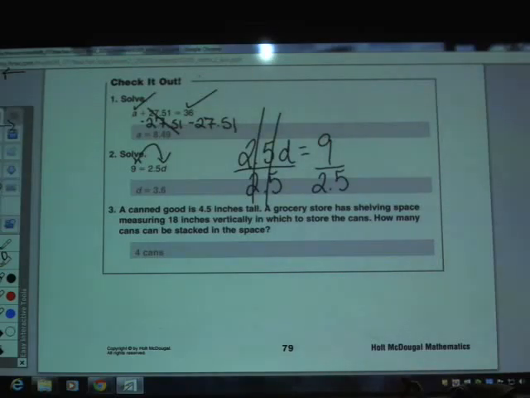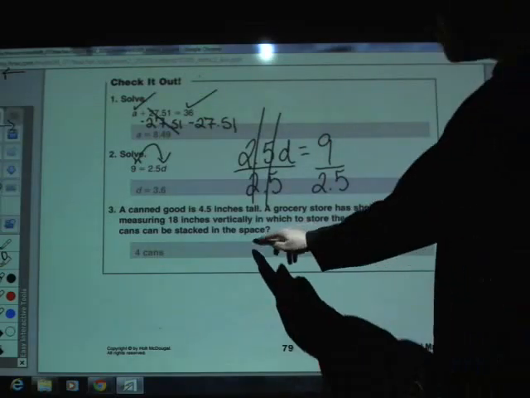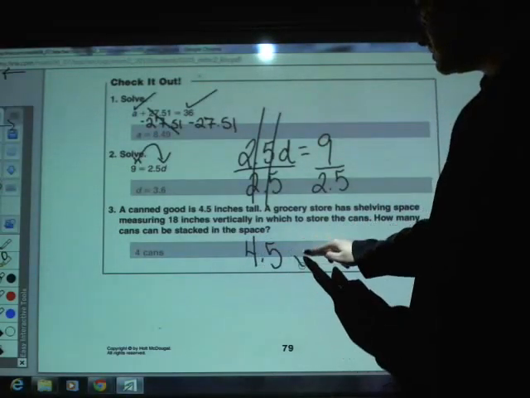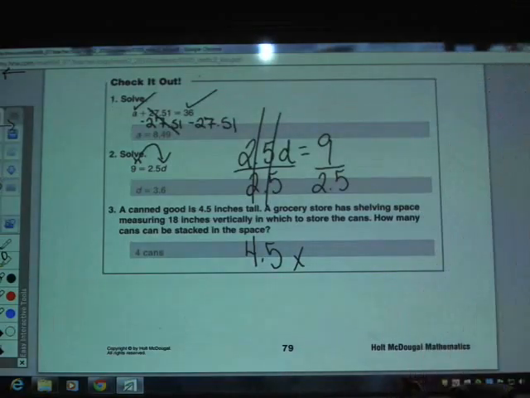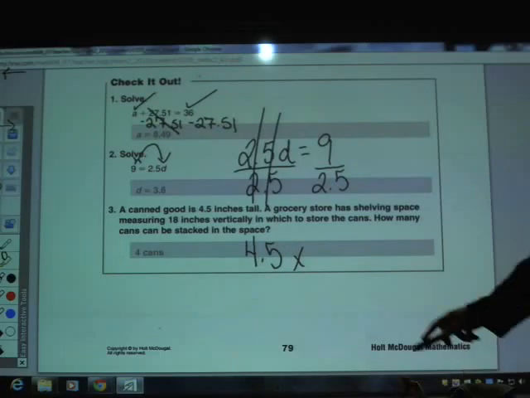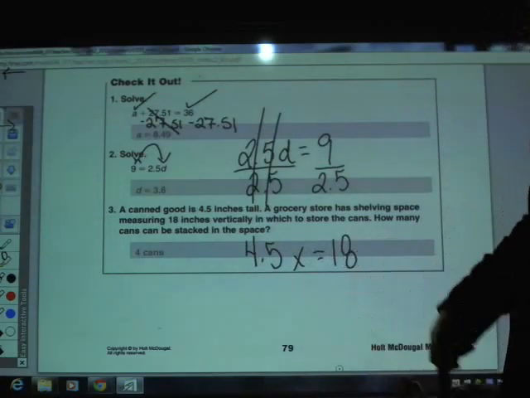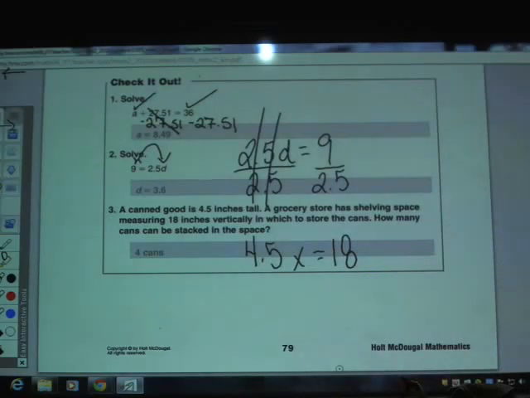So we've got 4.5 inches for each can. We don't know how many cans that is, so I'm going to call that X. So 4.5 times X, that's how much space I'm going to take up. And I can only fill the maximum space, which is 18. So I'm going to say that can equal 18. And I'm going to go ahead and solve that equation now.